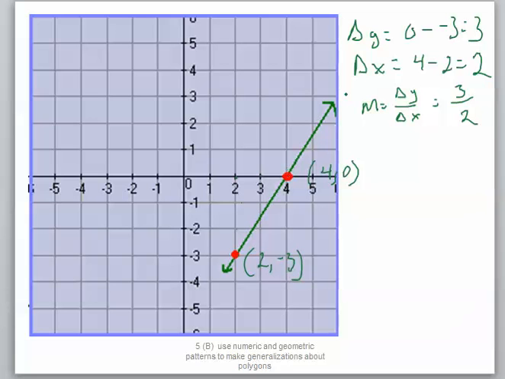Now, I hope everyone looked at this and saw that it went up on the right. It was a positive slope, and that's what we got, positive slope. And so that's why I think my answer is correct.